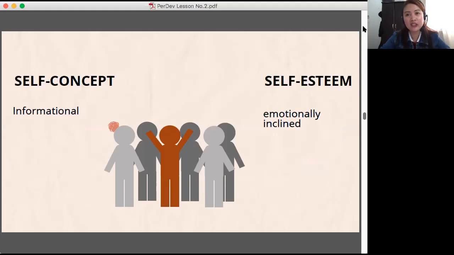Self-concept is informational because it's about your identity, about yourself. Self-esteem is emotionally inclined. It is how you value, how you give value, how you feel about yourself. Are you confident enough to face the world?